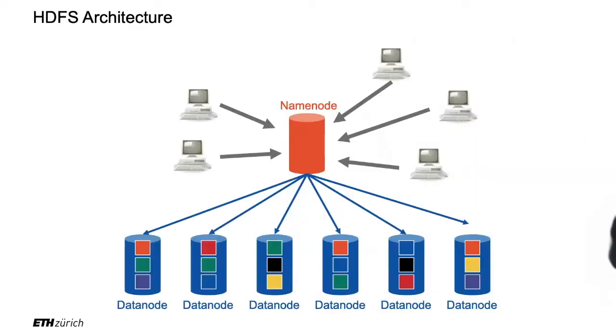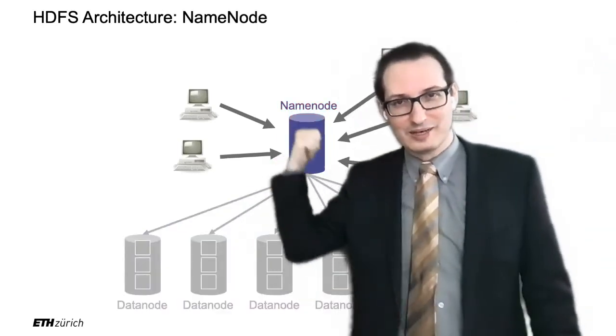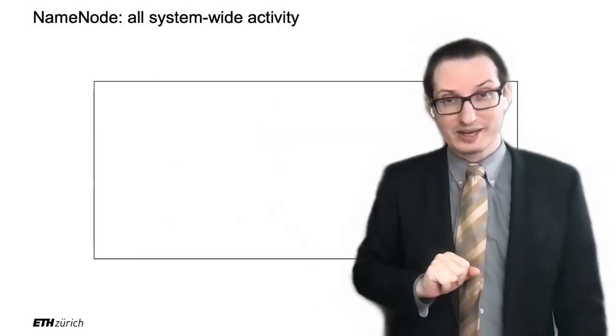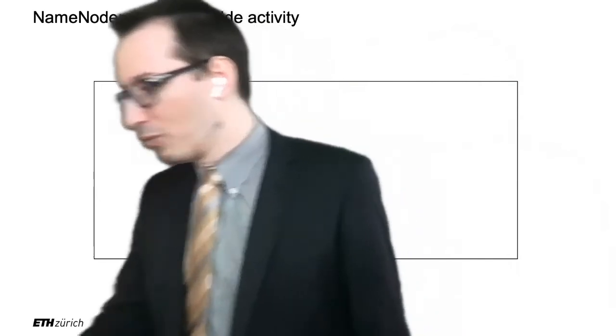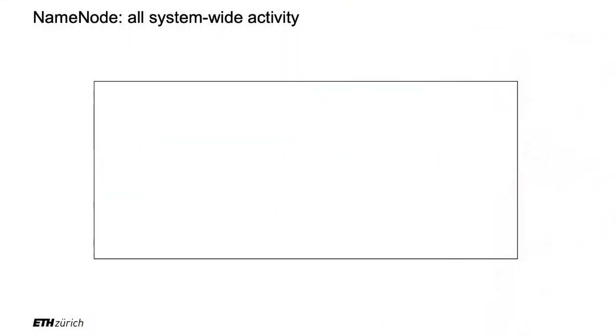All right. What will I do next? Well, let's dive a bit into that. This is the overall architecture. Let's start with the name node and see what there is inside. The name node is the central node. It's responsible for the system activity.